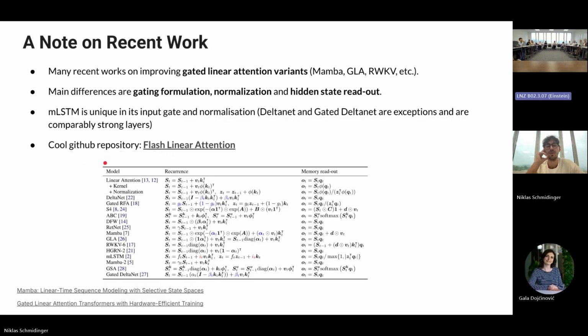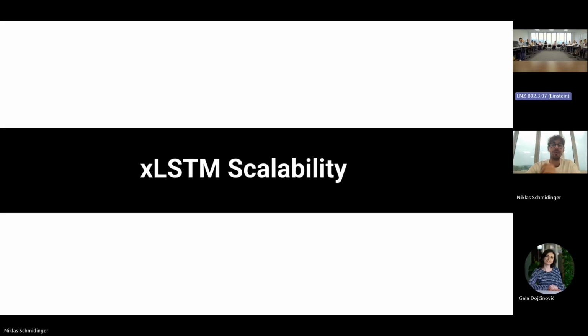There's also this cool GitHub repository called Flash Linear Attention. I don't know if the slides will be shared, but I have everything linked here. There, a PhD student implements all these cool new architectures with Triton kernels. So it's a fast implementation, and you can all try them. It's pretty cool. And maybe let's get to scalability.